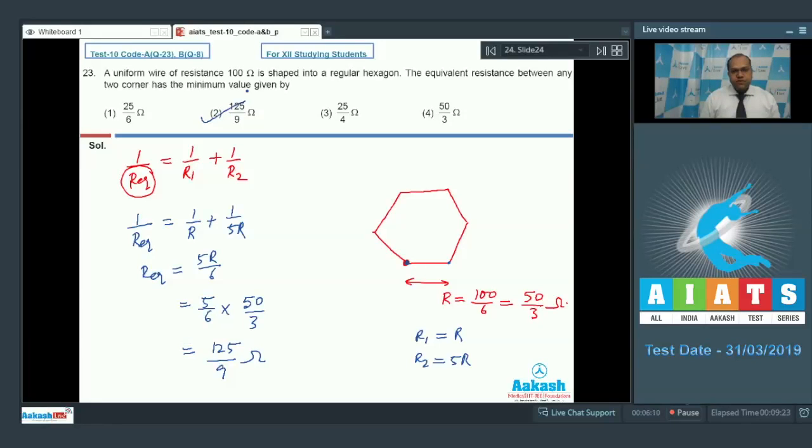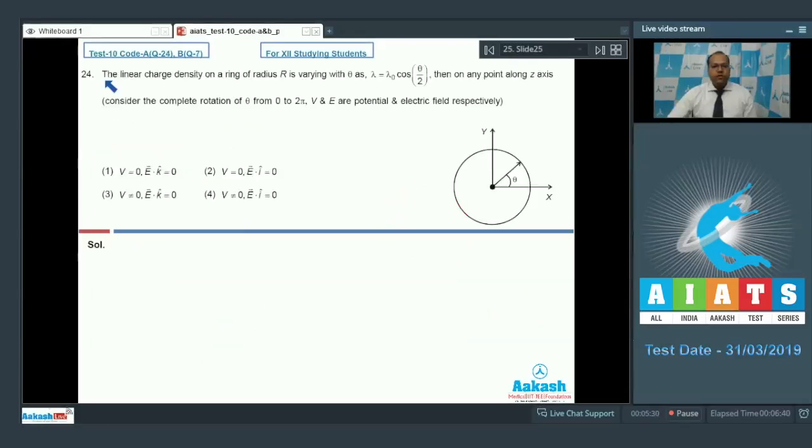Let's move to question number 24. In question number 24, the linear charge density on a ring of radius r is varying with theta as lambda is equal to lambda naught cos theta by 2. Then on any point along the z axis, we have to choose the validity of the given options.